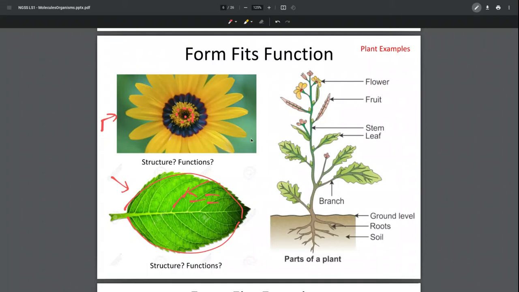Right. Sometimes flowers are brightly colored like this. A lot of times they have things in here that kind of make it look like a target, and that all helps with its reproduction.